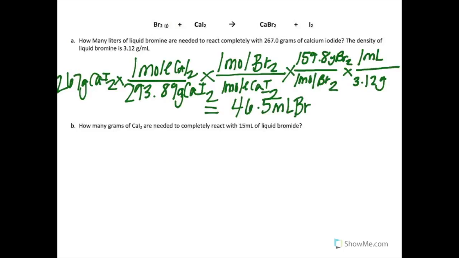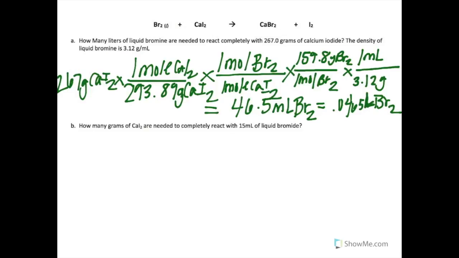However, the question tells you that you want this answer in liters. So, already knowing how to convert from milliliters to liters, you move the decimal point 3 places to the left, which would give us a final answer of 0.0465 liters of bromine. That is what is required in order to completely react with 267 grams of calcium iodide.